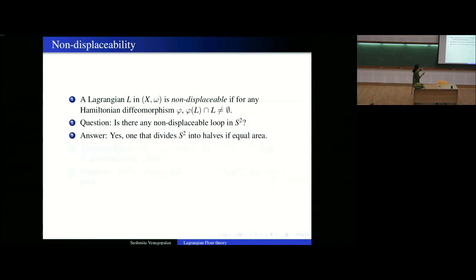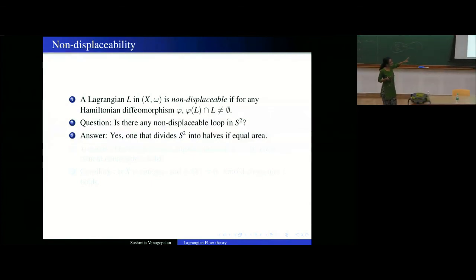Anyway, yes, so right. So this is indeed a property of Lagrangians, whether or not you can displace a Lagrangian from itself completely. So I define a Lagrangian to be non-displaceable if for any Hamiltonian diffeomorphism, the image intersects the Lagrangian L. So in this case, for example, this is displaceable. So using a Hamiltonian diffeomorphism, I can displace it from itself. So if you cannot do it, it's non-displaceable.